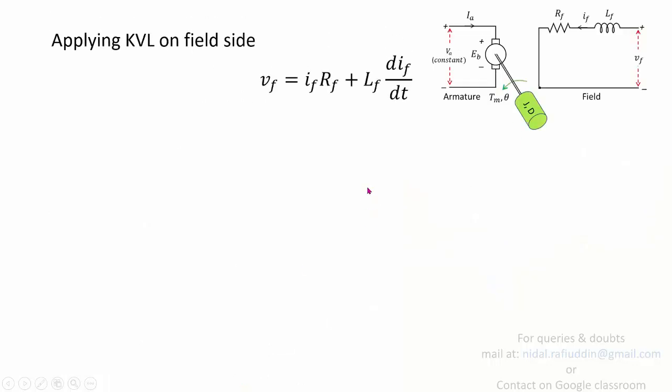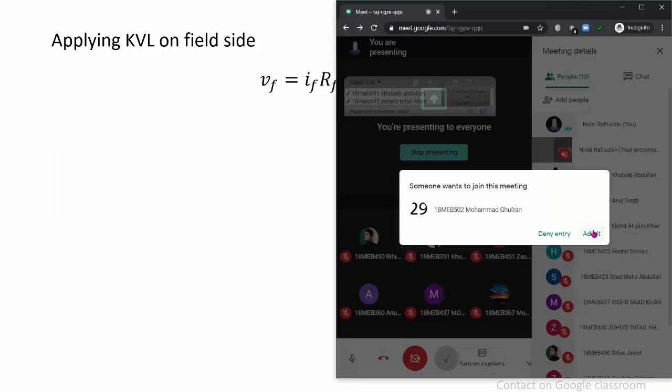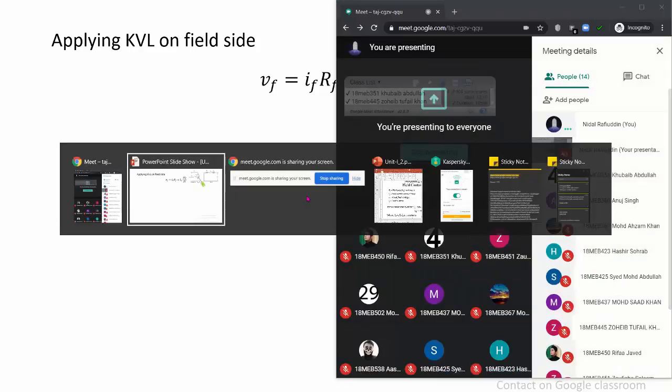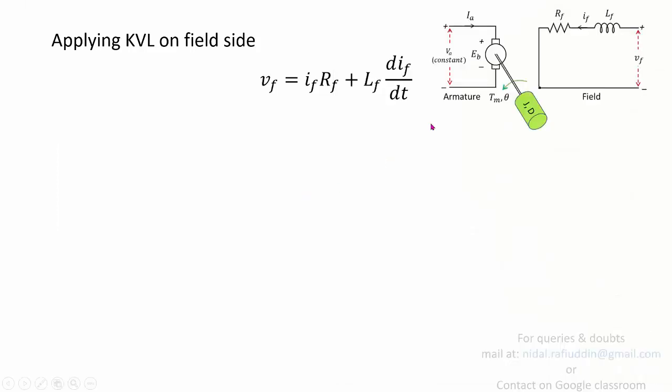Now if we apply KVL on the field side, since we are going to vary the voltage at the field side, and thus if you look at the field side electrical circuit, you have Vf as input, and the voltage supplied at the field side will be equal to If Rf plus Lf dIf/dt. So the voltage input is equal to the voltage drop taking place at the resistance as well as the inductance.